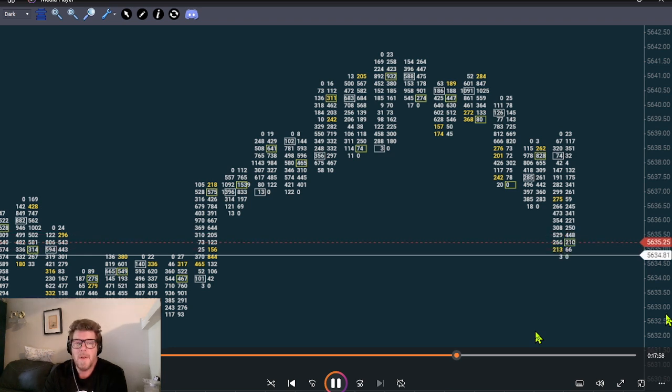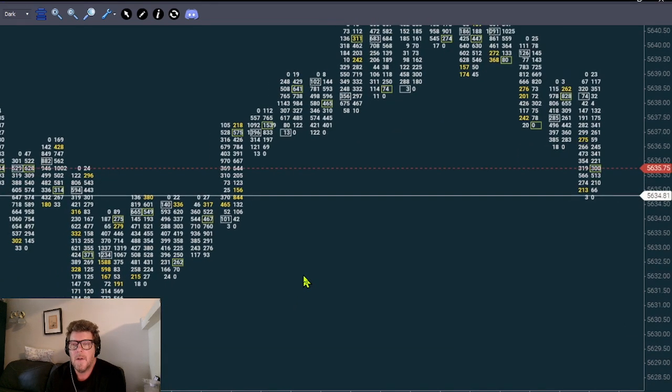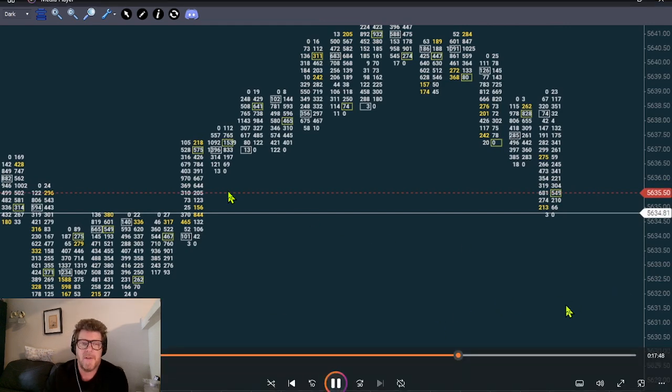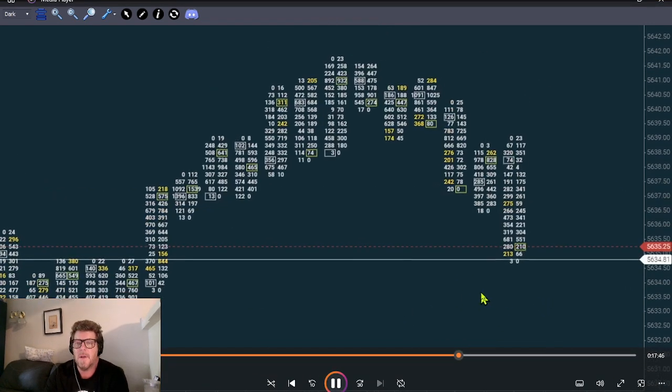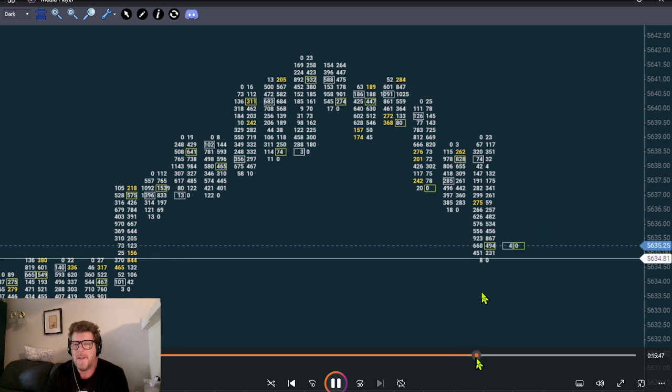There it is. So I'd like to see a strong reversal in this area before I get long. It would prove to me that these buyers are still here. They're still serious. I'm going to go ahead and scroll forward just a little bit, see where that takes us.